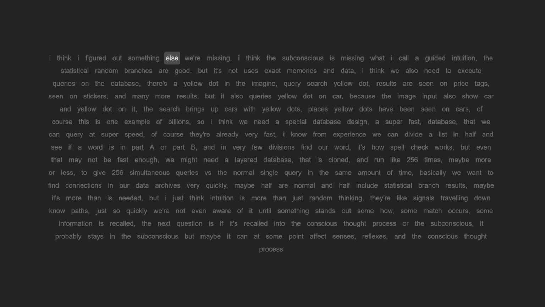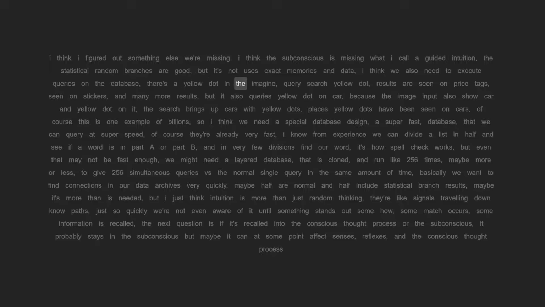The simulation is complete. I think I figured out something else we're missing. I think the subconscious is missing what I call a guided intuition. The statistical random branches are good, but it doesn't use exact memories and data. I think we also need to execute queries on the database.